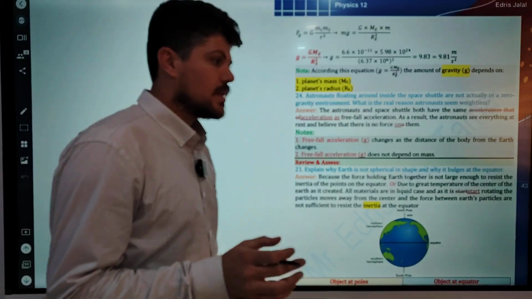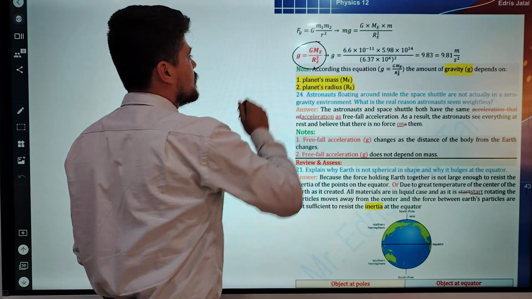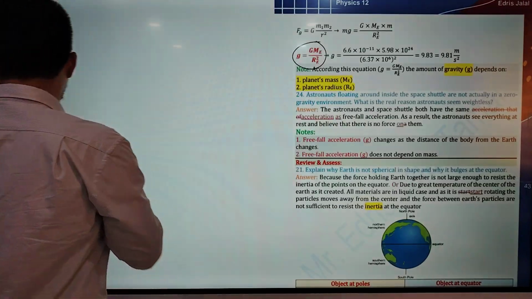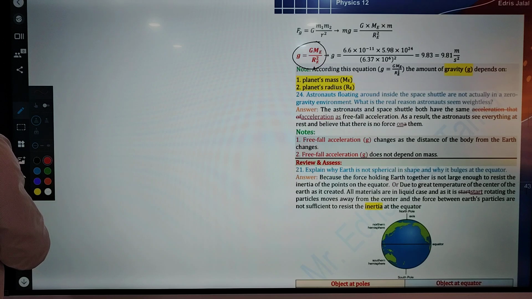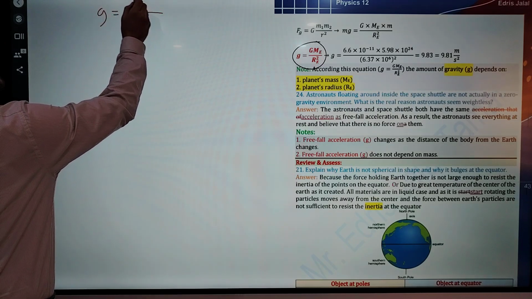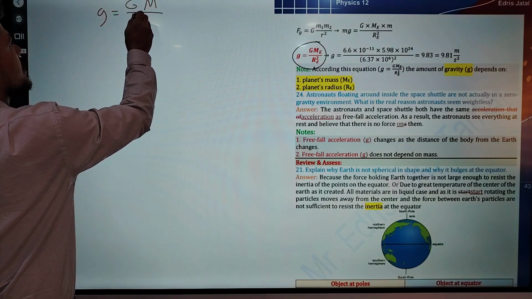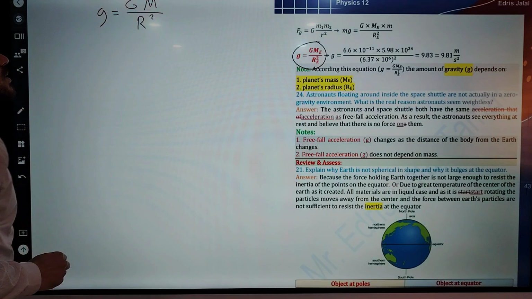Hello, dear students. As you know, in a previous lesson, we stopped here. This is the equation of free fall acceleration of Earth. So how can you prove this equation? G, gravity, is equal to the universal constant times the mass of the planet over R squared.